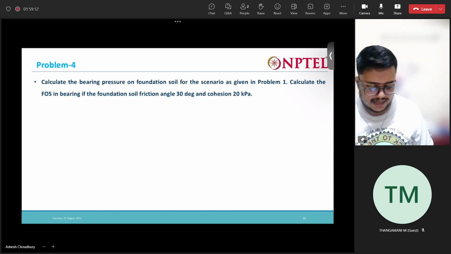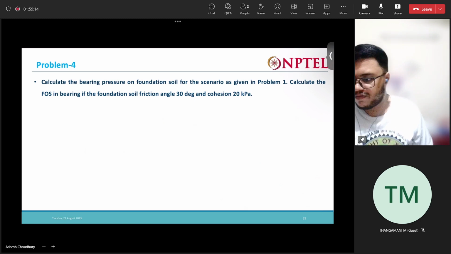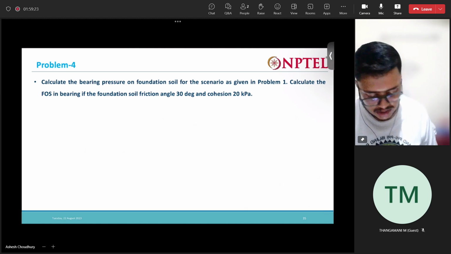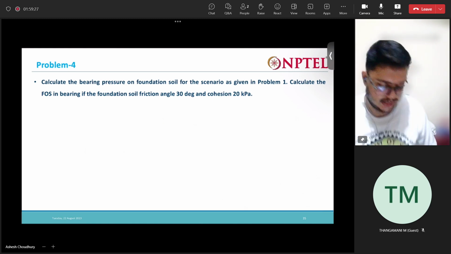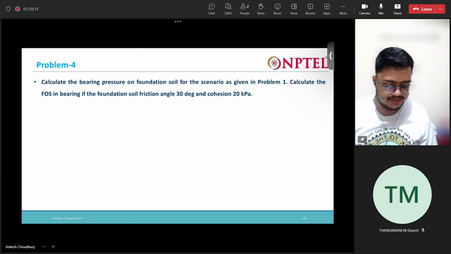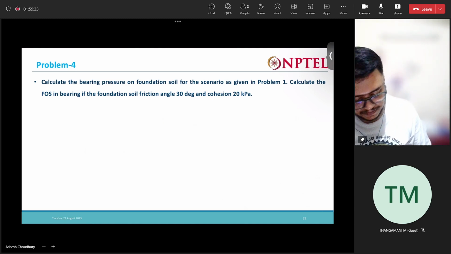Next, calculate the bearing pressure on the foundation soil for the scenarios given in problem 1, and calculate the FOS in bearing if the foundation soil friction angle is 30° and cohesion is 20 kPa. So for our first problem, now we need to calculate the factor of safety in bearing. The friction angle of foundation soil is 30 degrees, right, and c is 20 kPa.